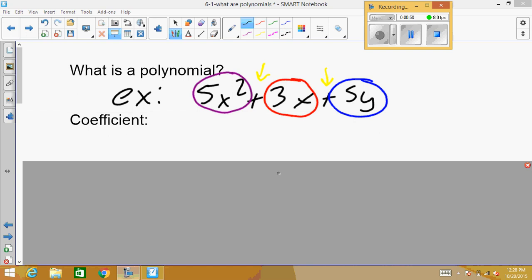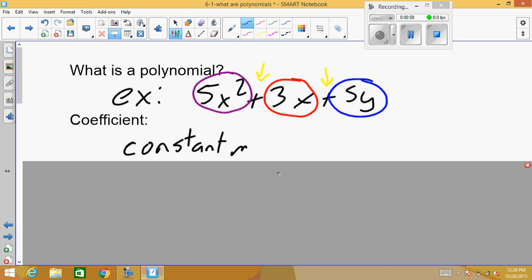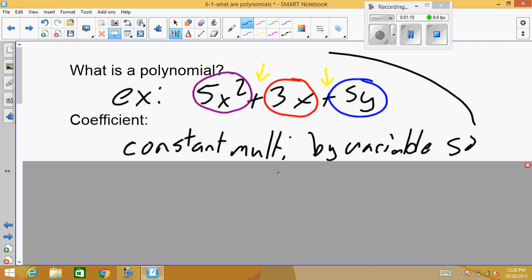The next vocab that we've got on our list is a coefficient. The coefficient of each term is the constant that's being multiplied by our variable. So as an example, we've got a 5 right here with our 5x squared. Our coefficient is 5.